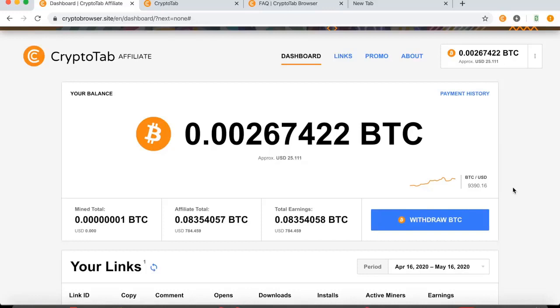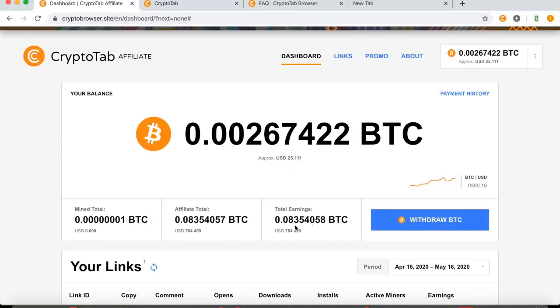Mining on your computer. Now, this is a website that I've shown you guys before, and it's called CryptoTab. And as you can see here, you can see what my current balance is on the website. And right now I have 0.002 Bitcoins, which is approximately $25 USD.